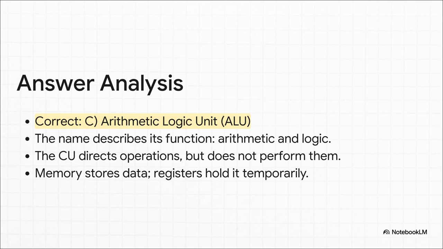The correct answer here is C, the Arithmetic Logic Unit, or ALU. And the clue is right there in the name, arithmetic for math, and logic for logical operations. Now let's look at why the others are wrong. The control unit, A, just directs traffic. It tells everything else what to do but doesn't do the calculations. The memory unit, B, just stores things. And the registers, D, are just tiny, fast storage spots. The ALU is the only one that does the actual work.